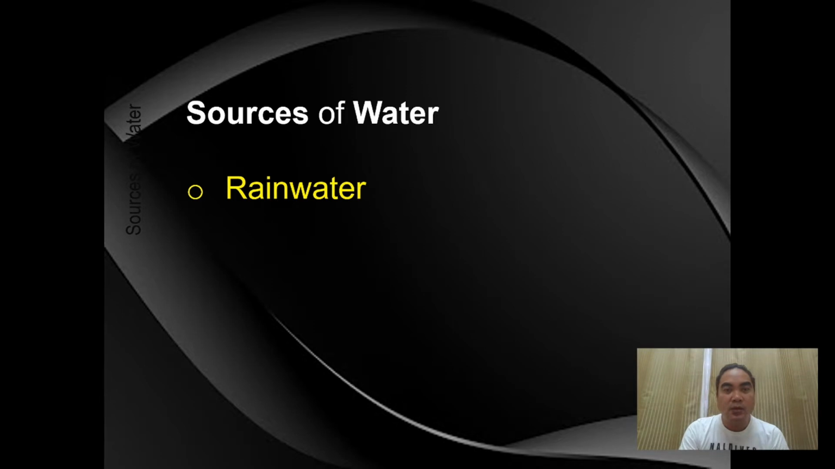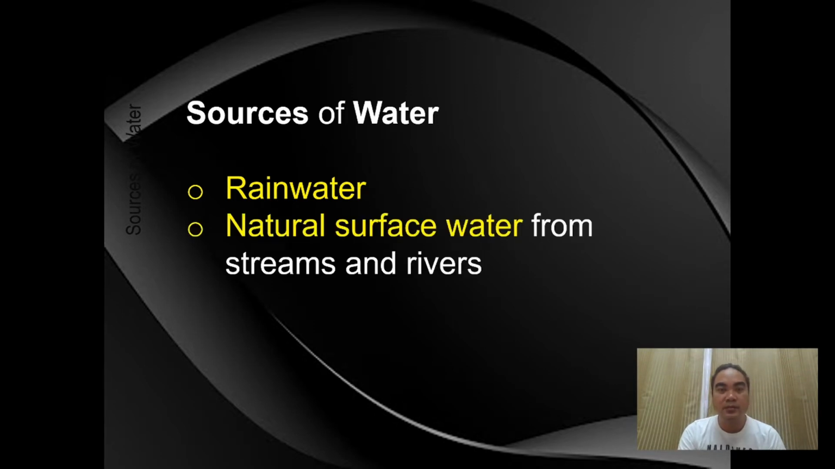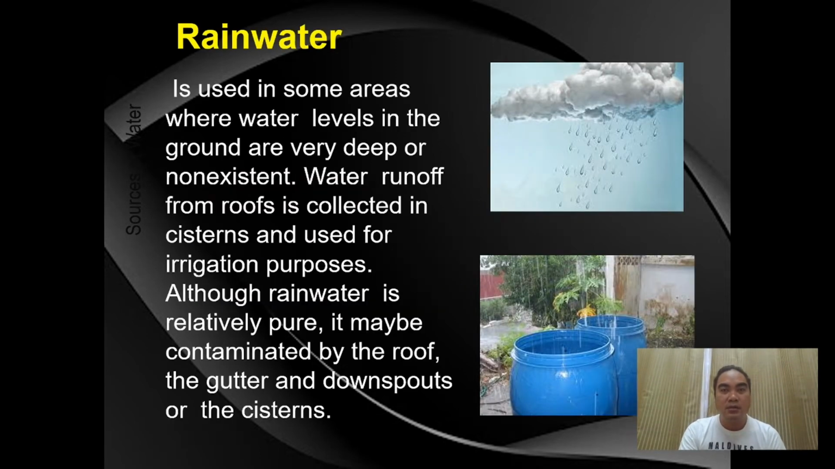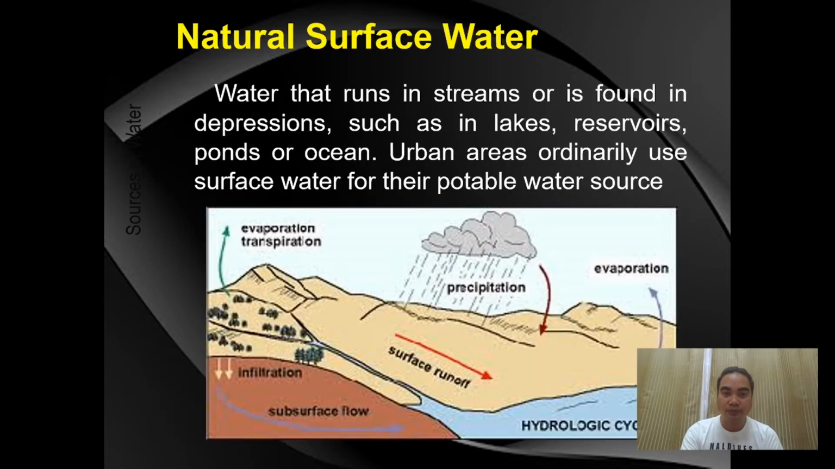Sources of water: rainwater, natural surface water from stream and river, and underground water. Ito yung mga main sources of water natin. Rainwater is used in some areas where water levels in the ground are very deep or non-existent. Water runoff from roof is collected in the cistern and used for irrigation purposes. Although rainwater is relatively pure, it may be contaminated by the roof, the gutter, and the downspout or the cistern. So, hindi pa siya potable, no?